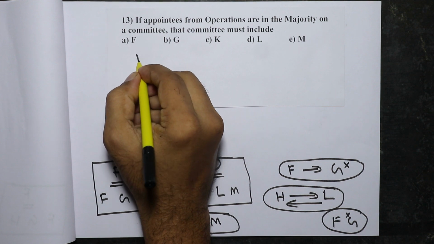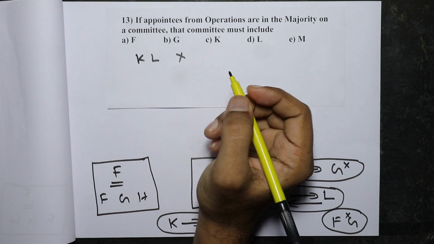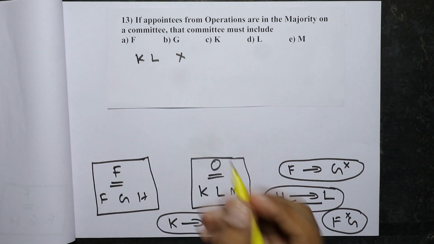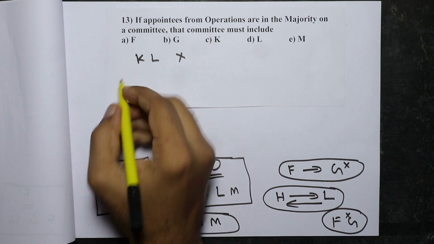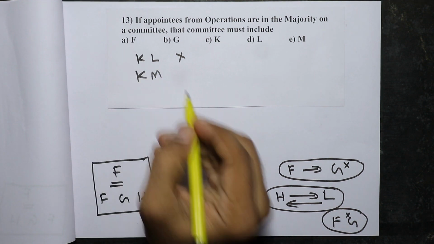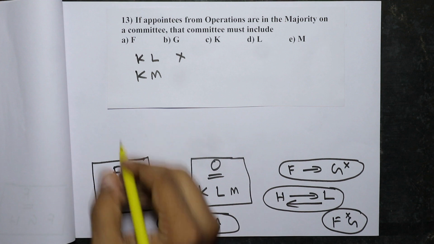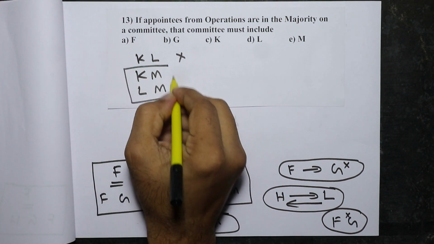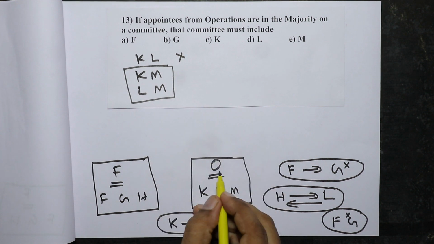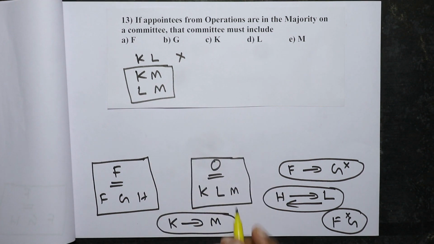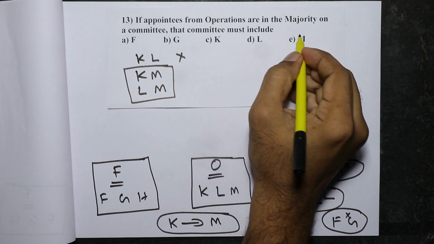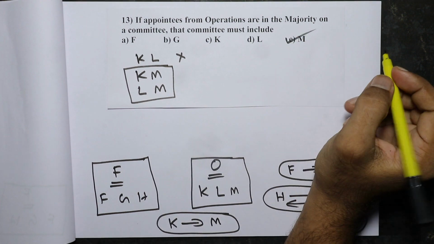So we cannot have K and L. That is not possible, because if K is appointed, M necessarily has to be appointed. So the two people cannot be K and L. Only two possible outcomes are there: one is K and M and the other is L and M. These are the only two possible outcomes for the two people who are selected from operations. So you can see that M is always appointed. So that committee must include M. That must be true.